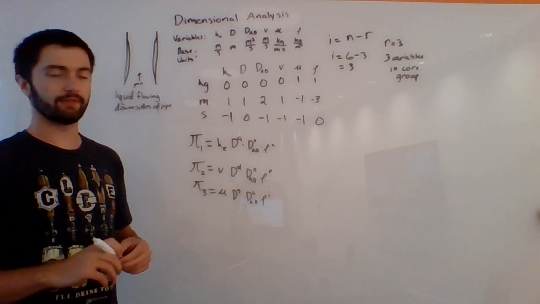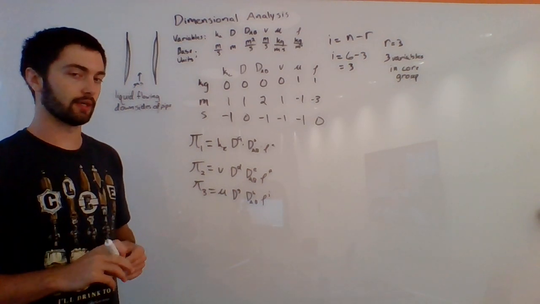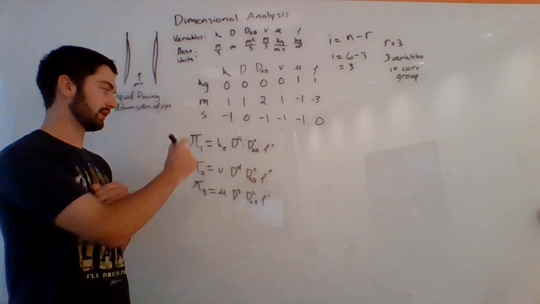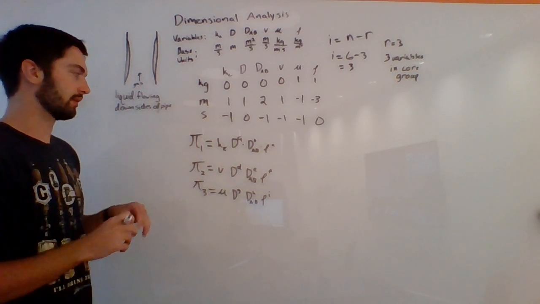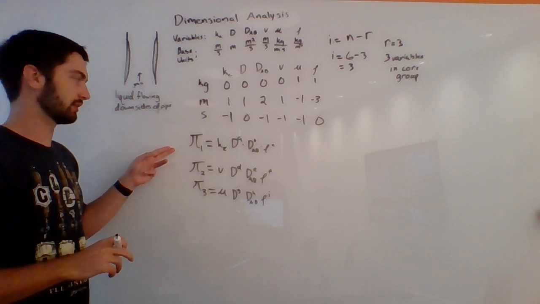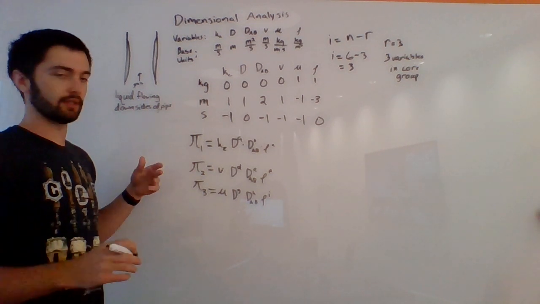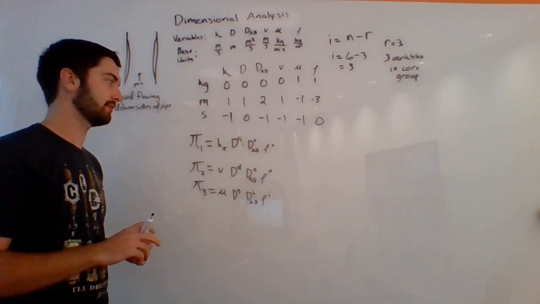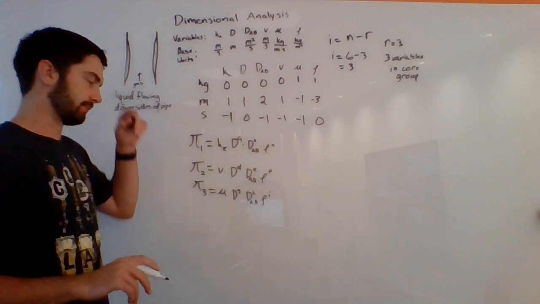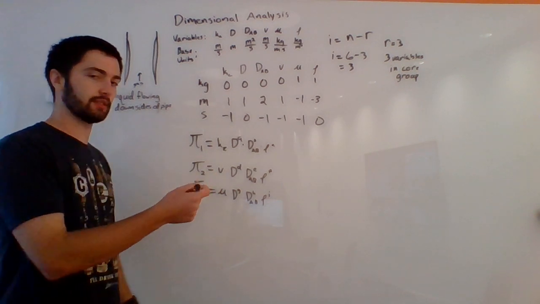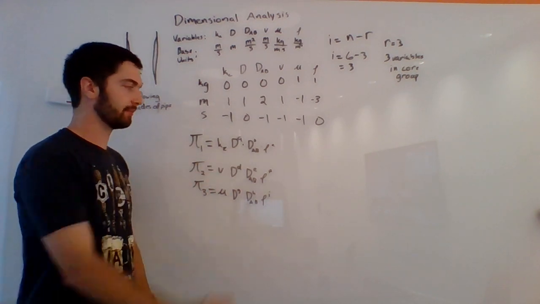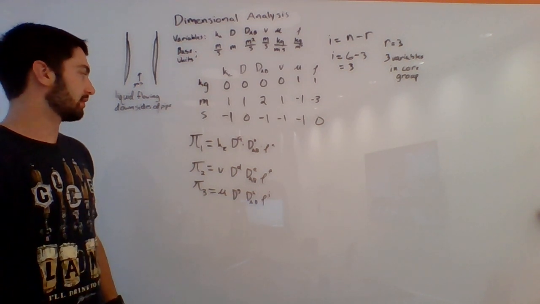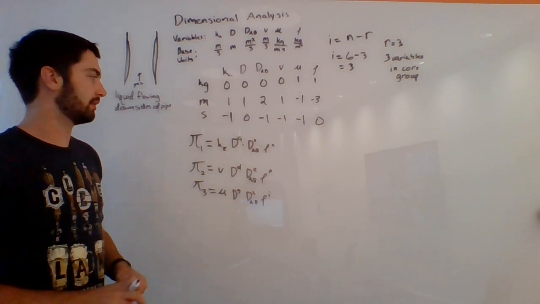Alright, so now we want to figure out what these exponents are, and we can do this since we know that these numbers are dimensionless. We know that there can be no units on this left side, and if there's no units on the left side, we know that all the units on the right side have to cancel. So we can make a system of equations and then solve for A, B, and C, or D, E, and F, and so on. So I'll start with pi 1.